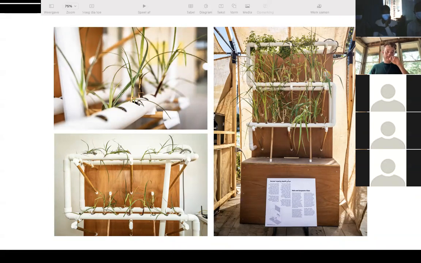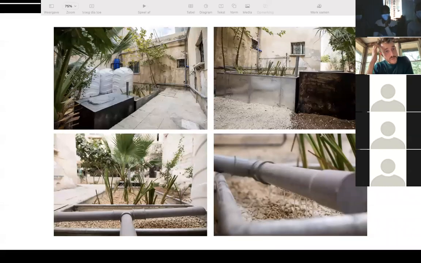So this is a prototype. Sadly enough, we haven't really been able to develop it further or to monitor the results. But if anyone's willing to take this forward, I'd be very interested in seeing what results you can get out of it. But maybe a more straightforward way is a gray water filter system.